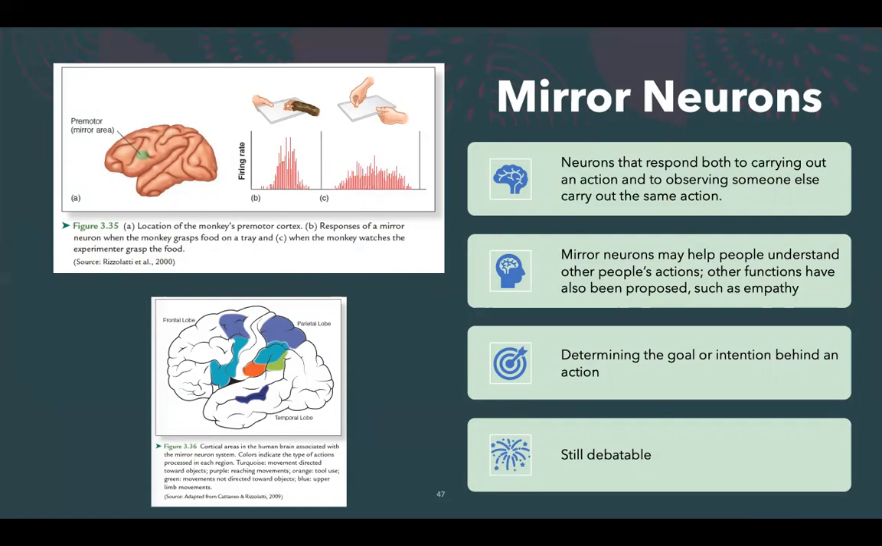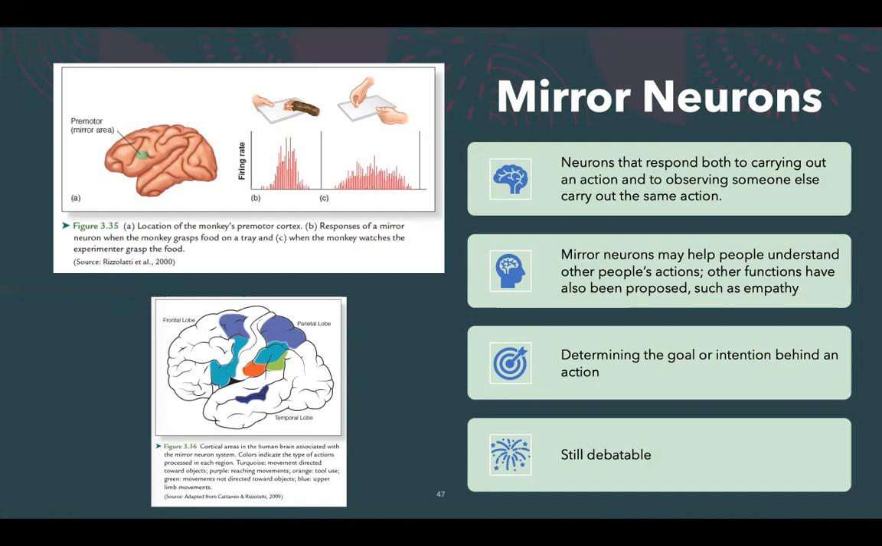But as sometimes happens in science, they observed something they didn't expect. When one of the experimenters picked up a piece of food while the monkey was watching, the same neuron also fired, as you can see in the C part of the picture. What was so unexpected was that the neurons that fired when observing the experimenter pick up the food were the same ones that had fired earlier when the monkey had picked up the food by itself.